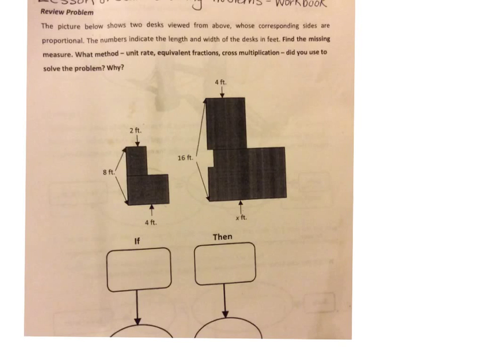On Lesson 8, the first review problem says the picture below shows two desks viewed from above, whose corresponding sides are proportional. The numbers indicate the length and width of the desks in feet. Find the missing measure. What method, unit rate, equivalent fractions, or cross multiplication did you use to solve the problem and why? Most people can just look at the diagram and know how big this amount is. That's what they're asking you right there.